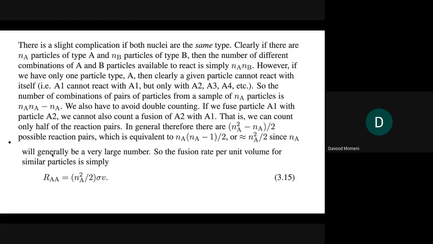The number of pairs which make possible reactions for you is not n_A squared. It will be half of it. Do you know why the half will appear here? Have any idea why this factor 2 appears here? Remember the example I told you about the electrons. If you have 10 electrons, can you tell me how many independent interactions will happen between the electrons? How many possible interactions will there be?